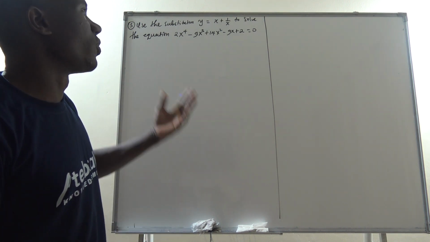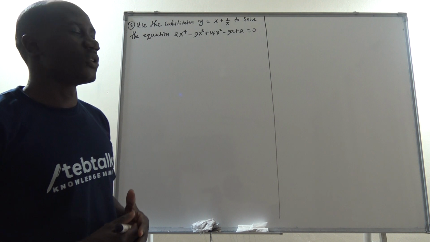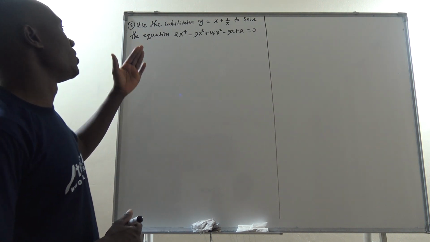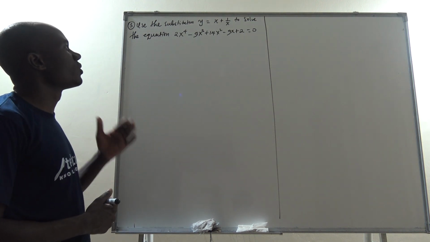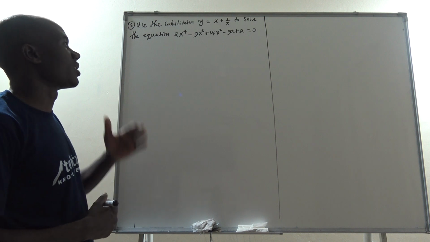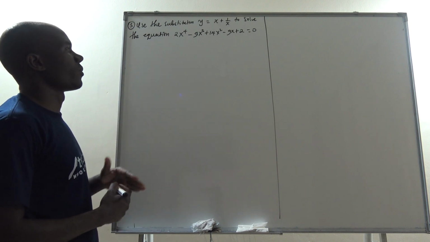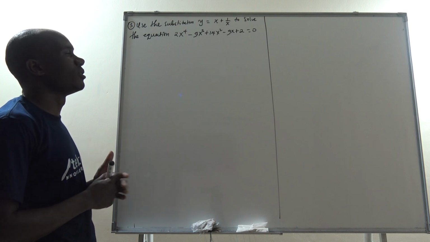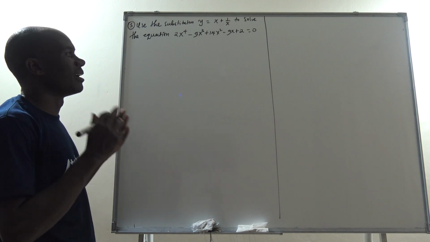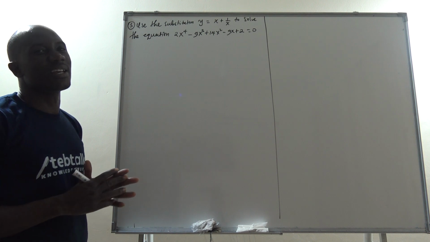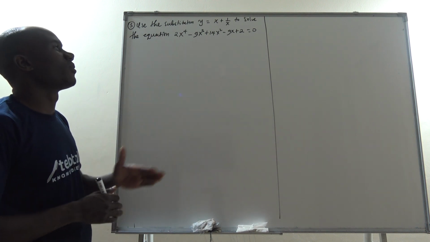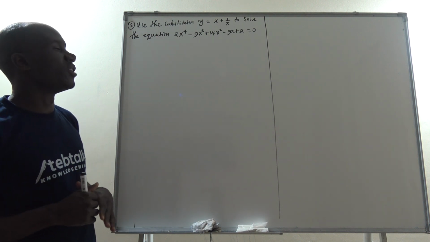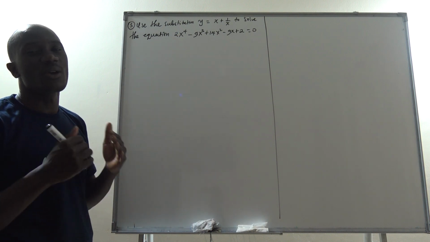We are still moving on with more questions, how we can solve them. So the next question says use the substitution y equals x plus 1 over x to solve the equation 2x power 4 minus 9x cubed plus 14x squared minus 9x plus 2 equals 0. So you can see the equation which you are solving is a polynomial of degree 4.